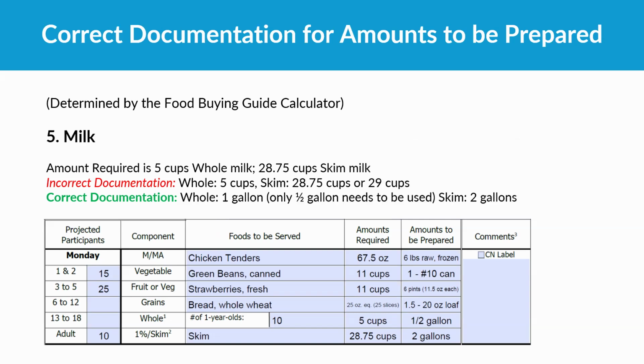So finally, the last one is milk. The amounts required is 5 cups for whole milk, which you'll see here on this example, and 28.75 cups for skim milk. Again, incorrect documentation is listing 5 cups in the amounts to be prepared column, and for skim milk, just stating the same amount as the amounts required column. We don't want that. Instead, the correct documentation for the amounts to be prepared column would be 1 gallon for whole milk or 2 gallons for skim milk.